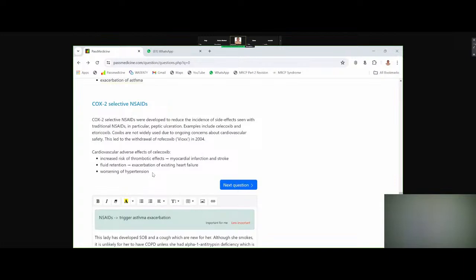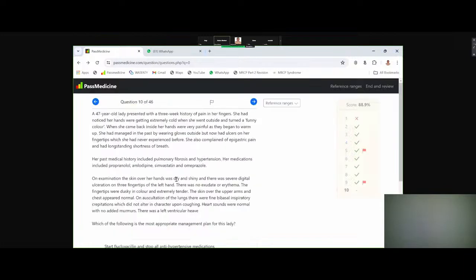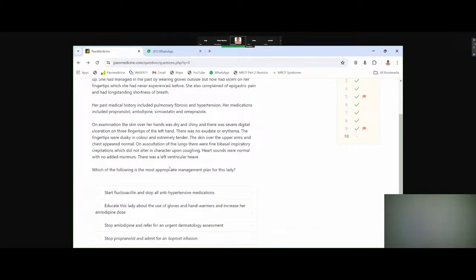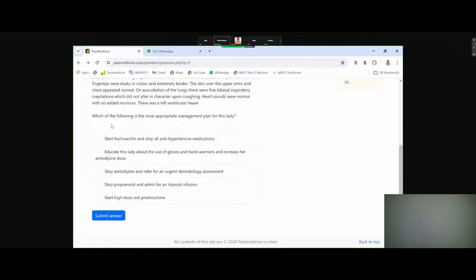Anyway, worsening of hypertension is with everything, not only with this one. So coxib and cardiac, we can remember like this. Exactly. Also heart patients, cardiac patients and atherosclerosis, chances of coronary artery disease, something like that. Which of the following is the most appropriate management plan for this lady?